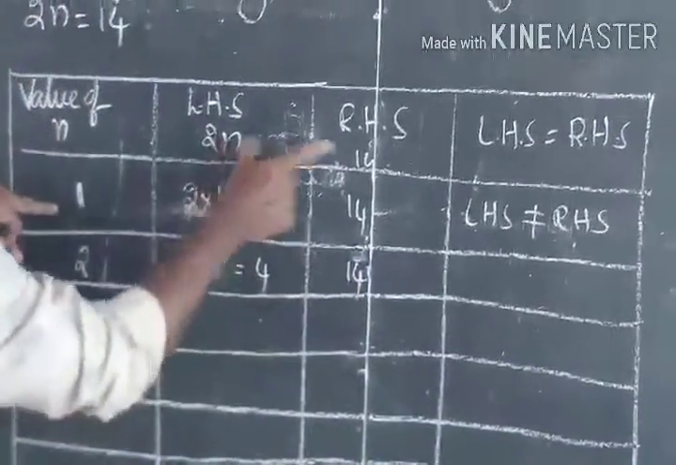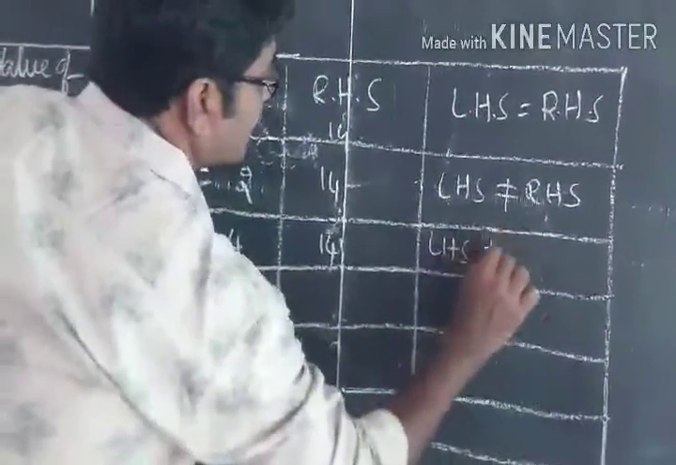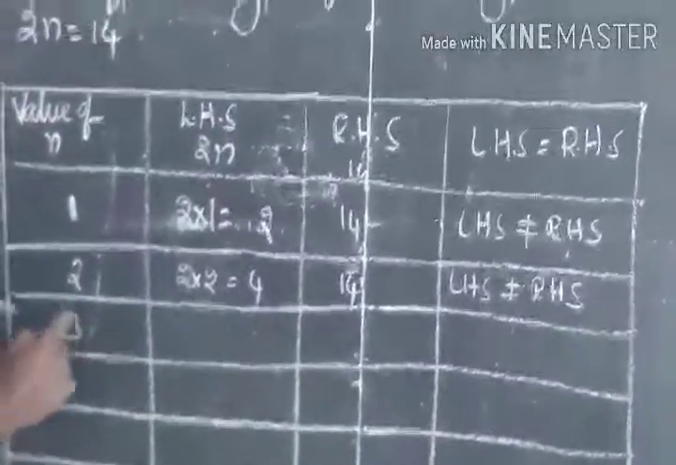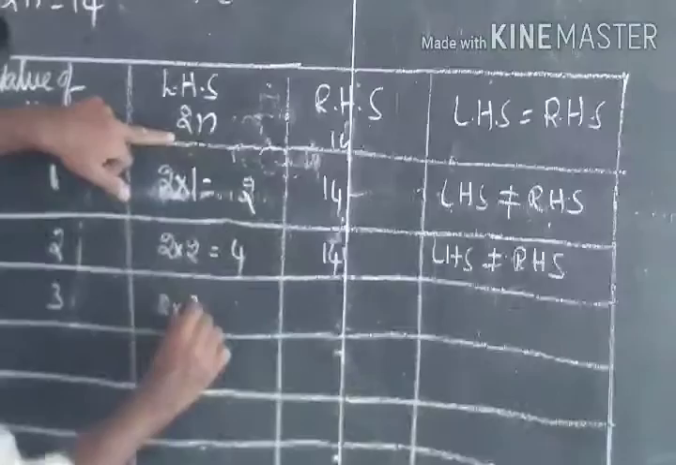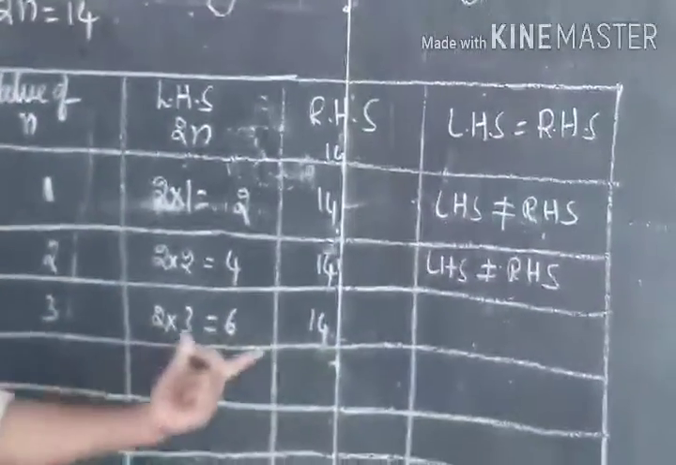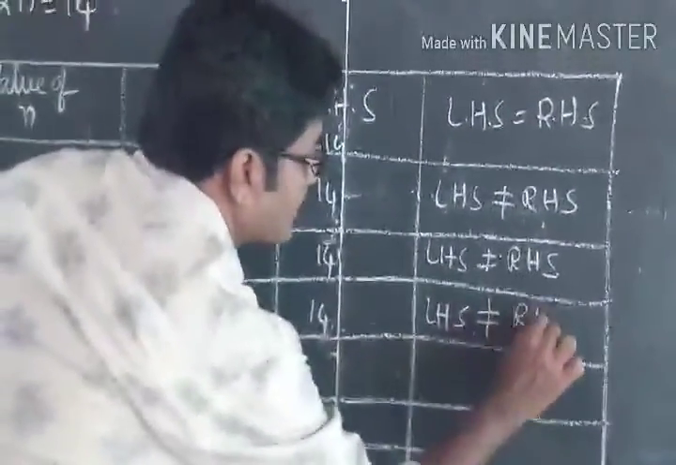Both sides are equal? Not equal. LHS is not equal to RHS. For n is equal to 3, in place of n, 3. 2 into 3 is equal to 6. RHS, how much is there? 14. Both sides are equal? Not equal. LHS is not equal to RHS.